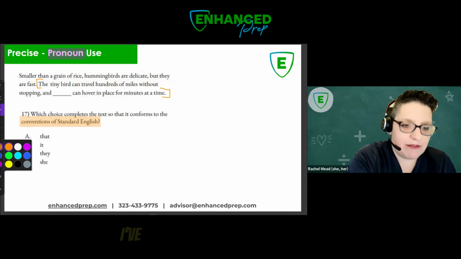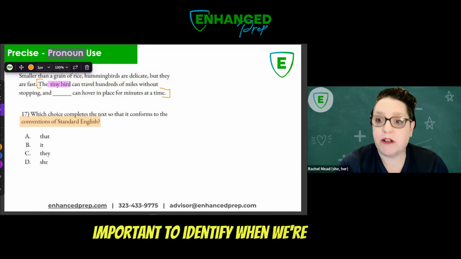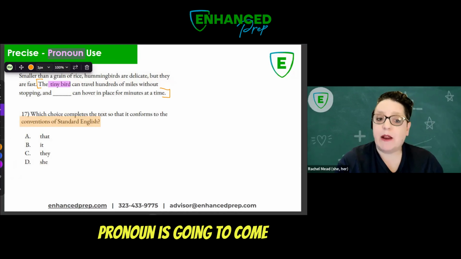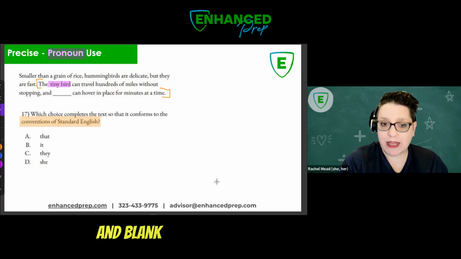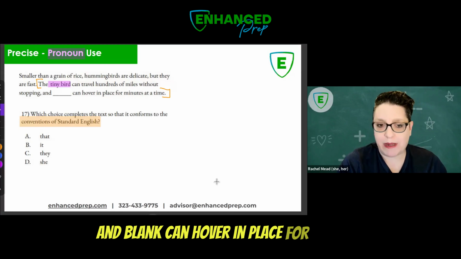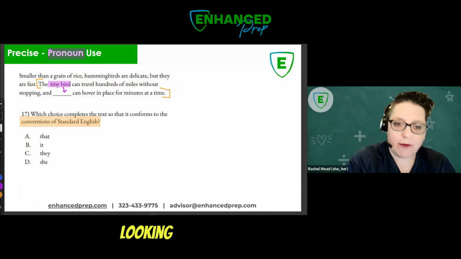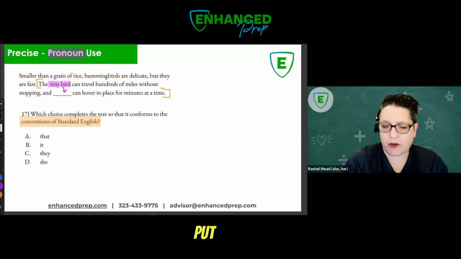The tiny bird, I've got my subject. That is ever so important to identify when we're working on a pronoun question because our pronoun is going to come in and replace that subject. The tiny bird can travel hundreds of miles without stopping, and blank can hover in place for minutes at a time. So I need to recognize that I'm just looking for my pronoun that can represent my tiny bird that I'm going to put in here.